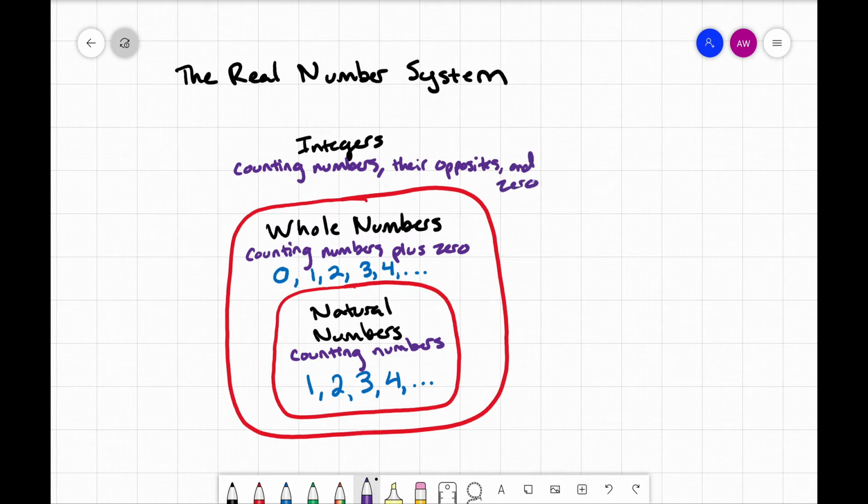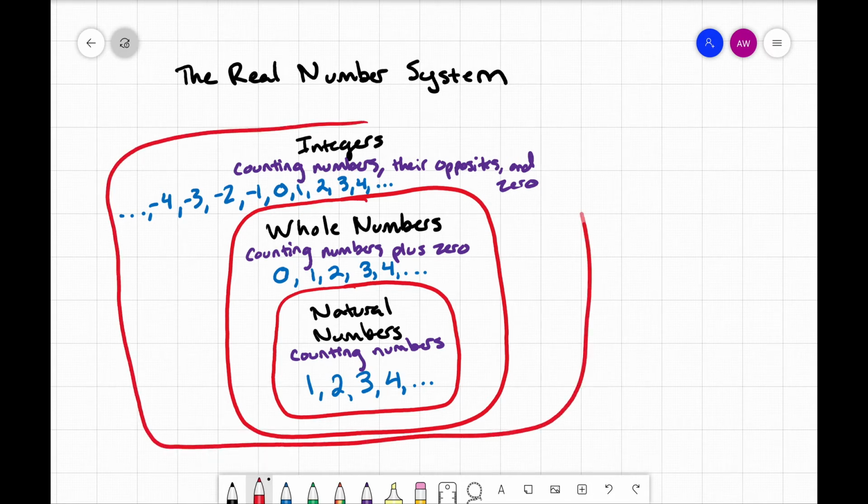We started with natural numbers, 1, 2, 3, 4, and so on. We added on whole number 0, and now we're saying their opposites. So this is when, maybe in later elementary school, you got into negative numbers. So we're going to include the opposites, -1, -2, -3, -4, and so on.